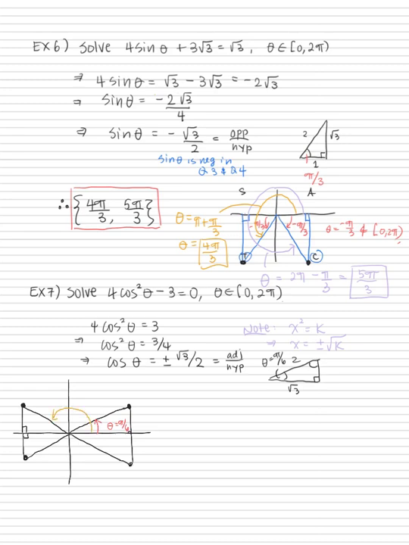So this angle theta is going to be what? Pi minus pi over 6, which is 5 pi over 6. And that's between 0 and 2 pi, so we're good. All right, so the next terminal side.